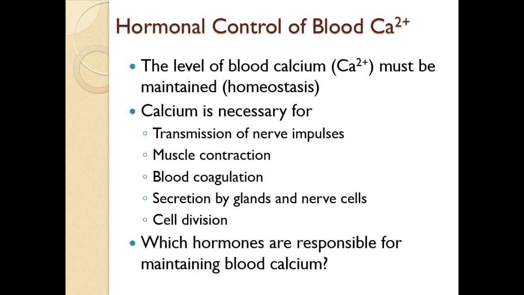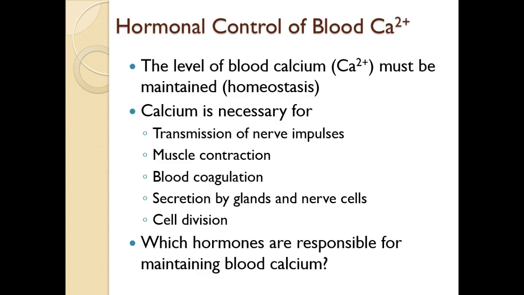All right, so calcium is necessary for all of these functions. That's why we can't let calcium levels drop in the blood. Transmission of nerve impulses, so our nervous system needs calcium. Muscles can't contract without calcium. Blood coagulation requires calcium. And cell division and secretions by certain glands and nerve cells require calcium. Again, if calcium levels drop too low, it can be fatal.